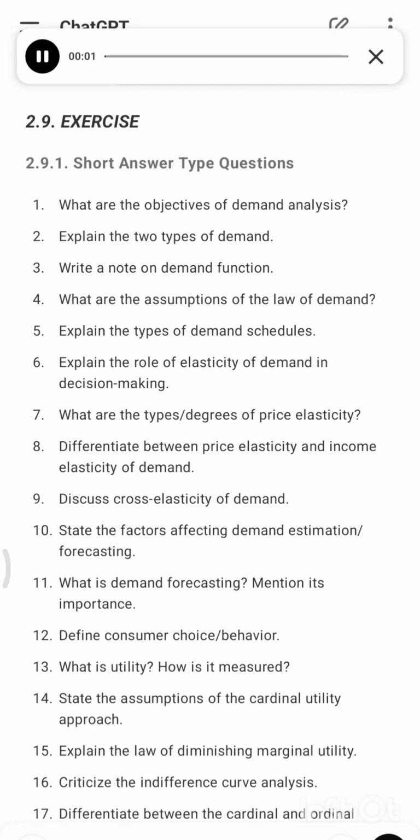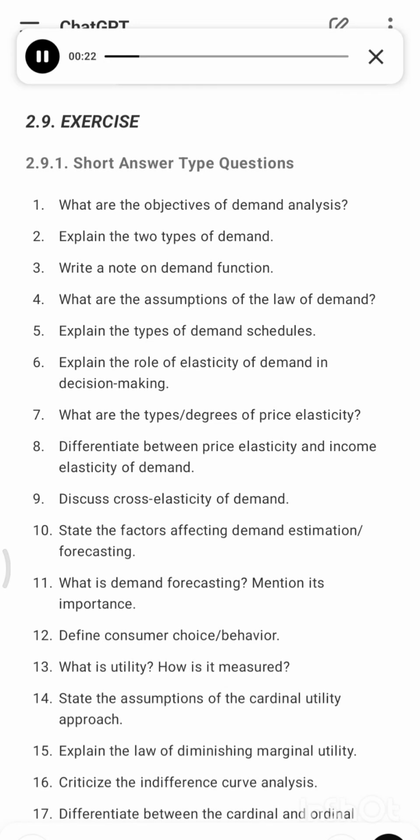2.9 Exercise. 2.9.1 Short answer type questions. 1. What are the objectives of demand analysis? 2. Explain the two types of demand. 3. Write a note on demand function. 4. What are the assumptions of the law of demand? 5. Explain the types of demand schedules. 6. Explain the role of elasticity of demand in decision-making.